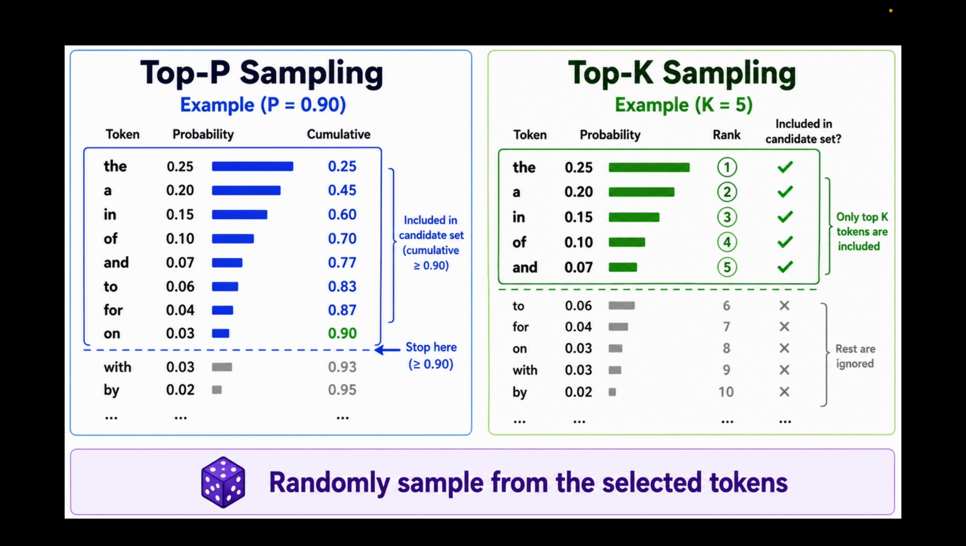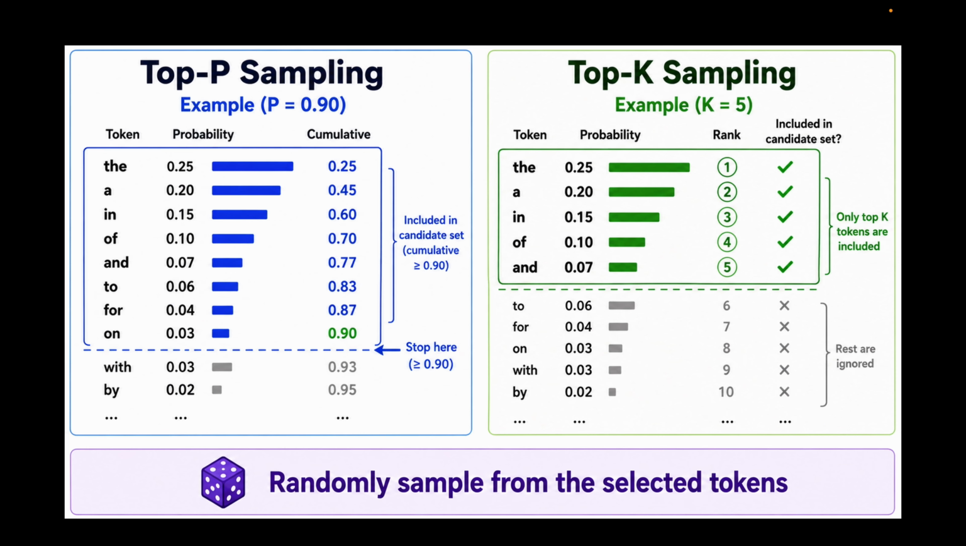So the key takeaway here is that temperature changes the shape of the probability distribution. Top P keeps enough tokens to reach a target cumulative probability, and top K keeps a fixed number of highest ranked tokens. After either method selects the candidate set, the model randomly samples the next token. If you think about it, even top P and top K influence the creativity or deterministic nature of the model.